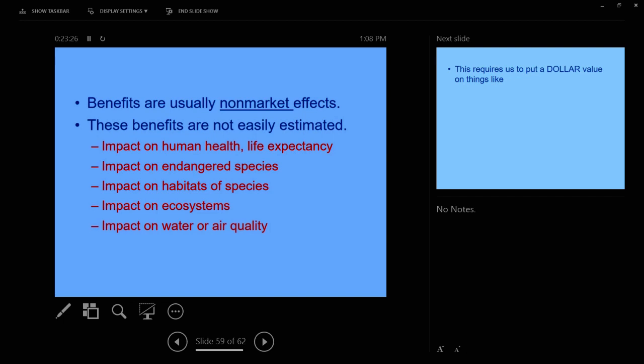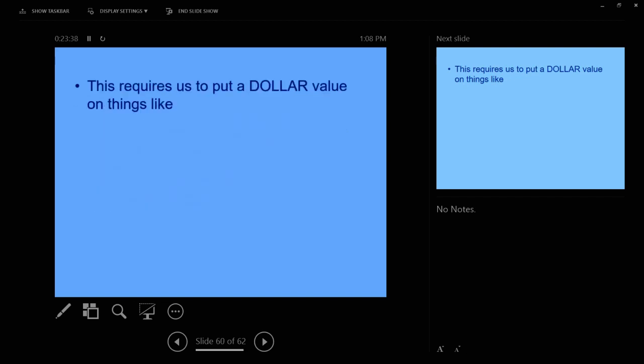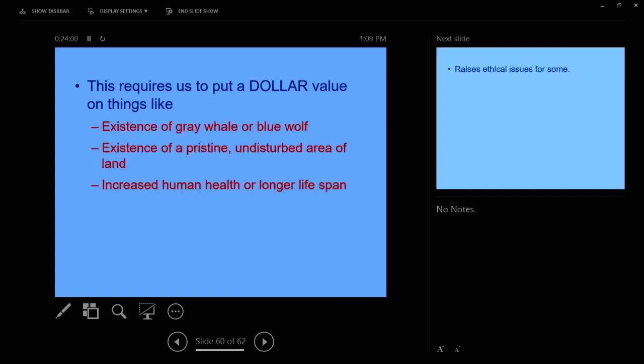So when I need to compare costs and benefits, I've got one measured in dollars and the other is number of years of life. I have to find a way to compare those. So to be able to do cost-benefit analysis, this requires us to put a dollar value on things. Not everyone likes that. This is very unpalatable to some people because they think it's pretty callous and cruel that I would put a dollar value on a species or a habitat or people.